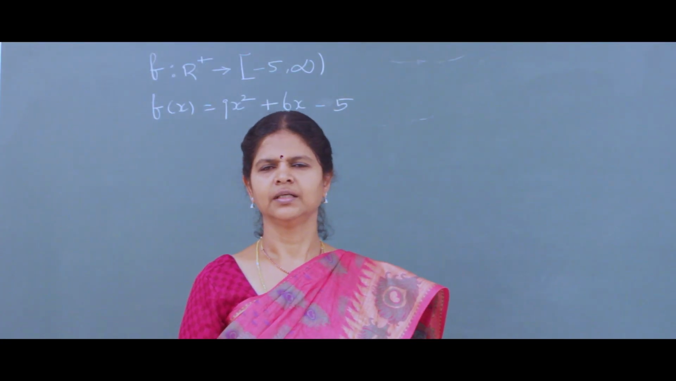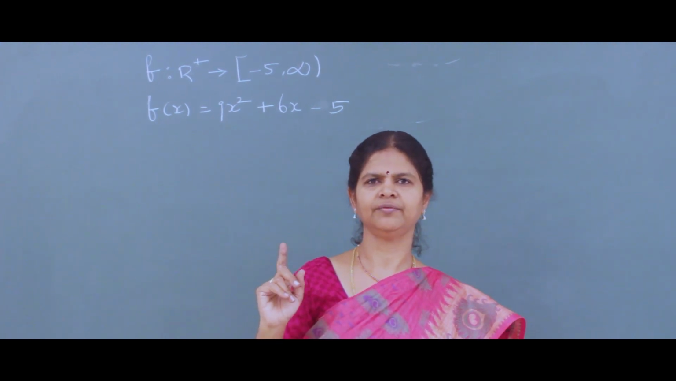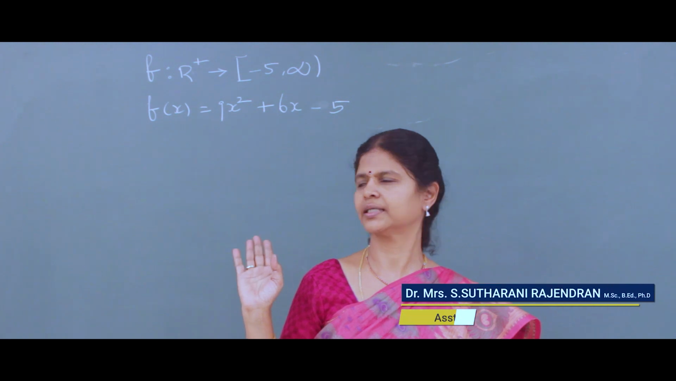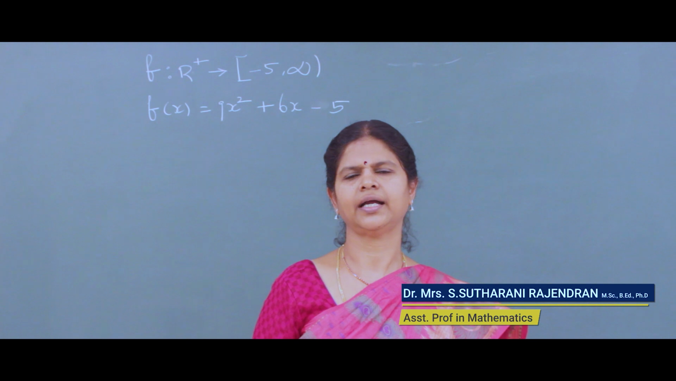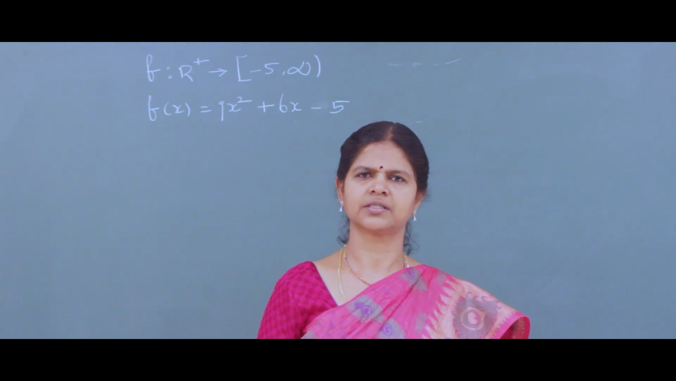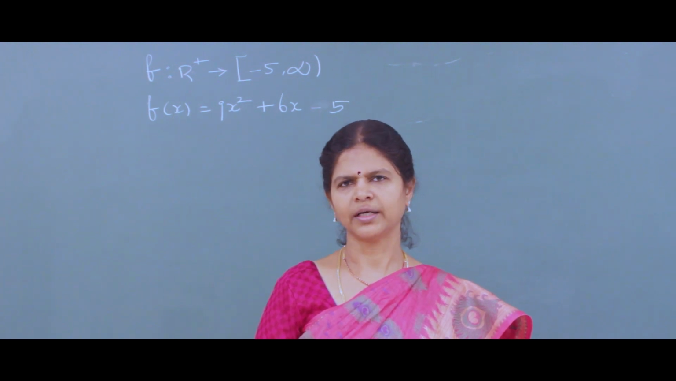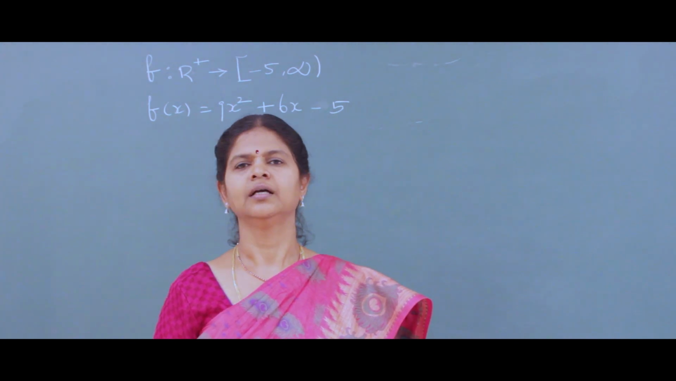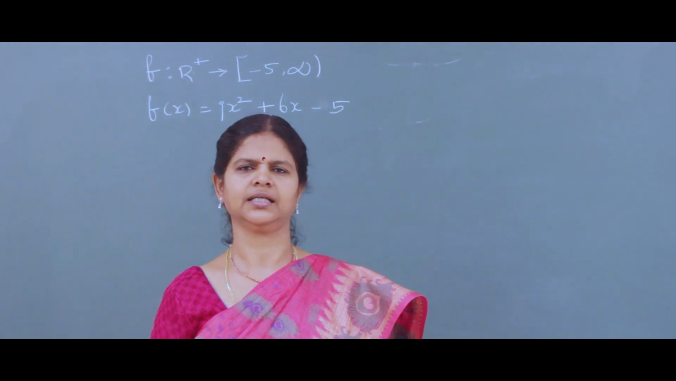Next problem, f from R plus to [-5, infinity), and f of x is given by 9x square plus 6x minus 5. You have to prove it is bijective and find the inverse. As usual, we have to prove f is 1 to 1 and f is onto. So 1 to 1 and onto means it's a bijective map. If it is bijective, then the inverse exists.